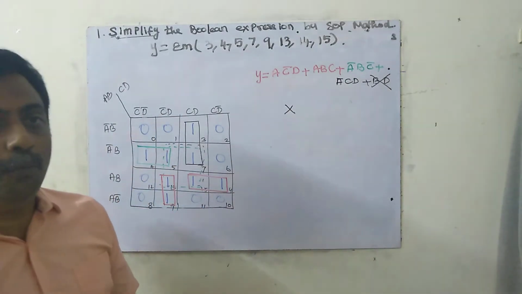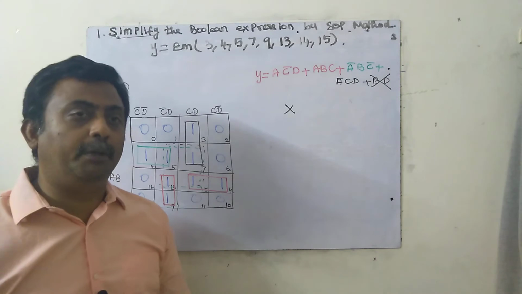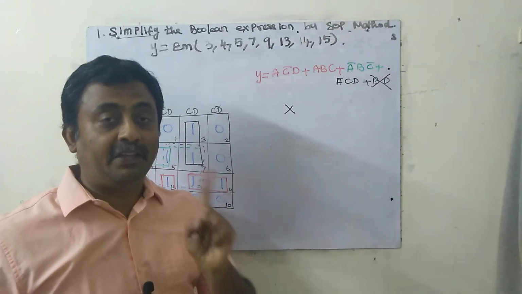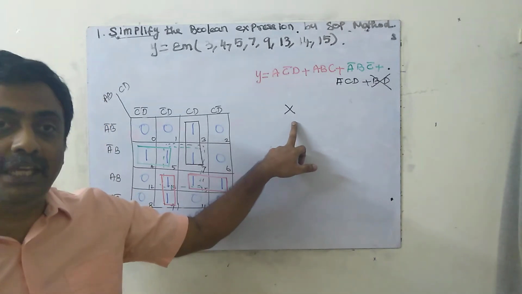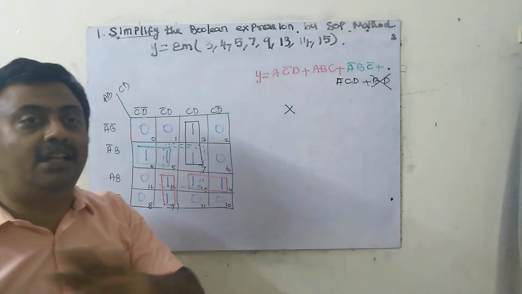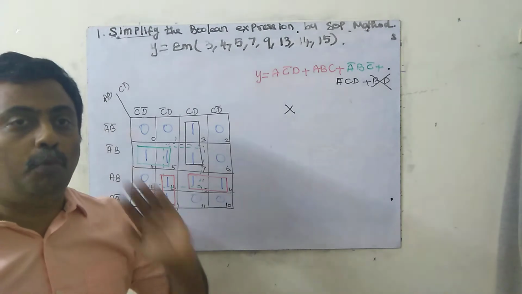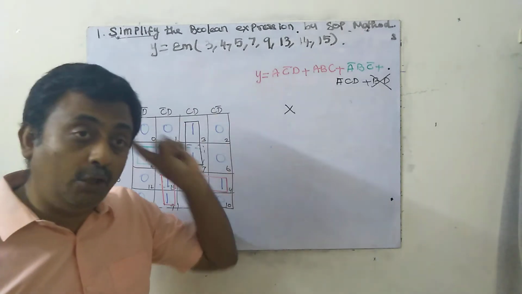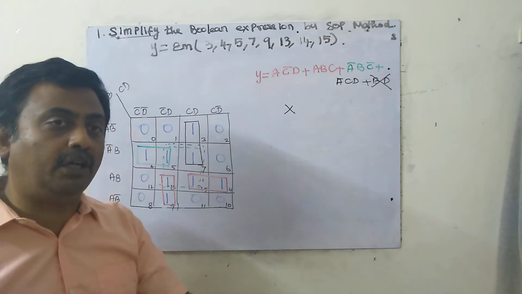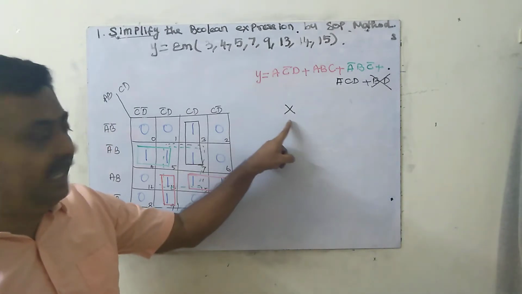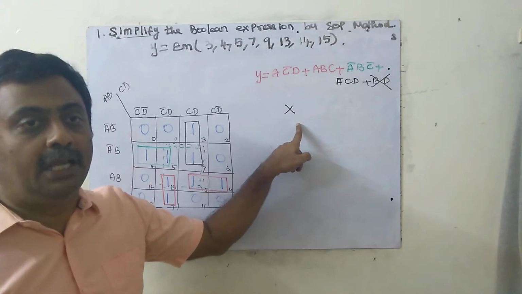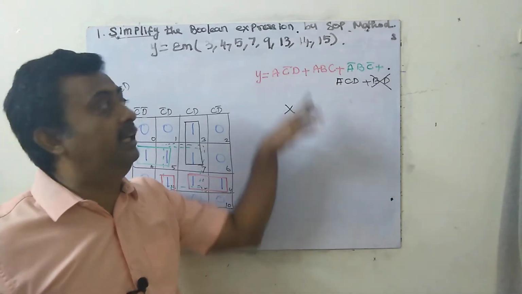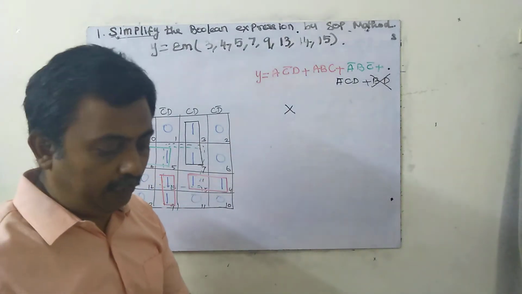Whether by SOP method or POS method, we can use this X for making larger boxes. It is not mandatory to box all the X. In SOP method we have to box all the 1s, in POS method we have to box all the 0s. But X is not necessary to box; for making larger boxes we can utilize this X. We will see this problem, then only you will be able to understand.